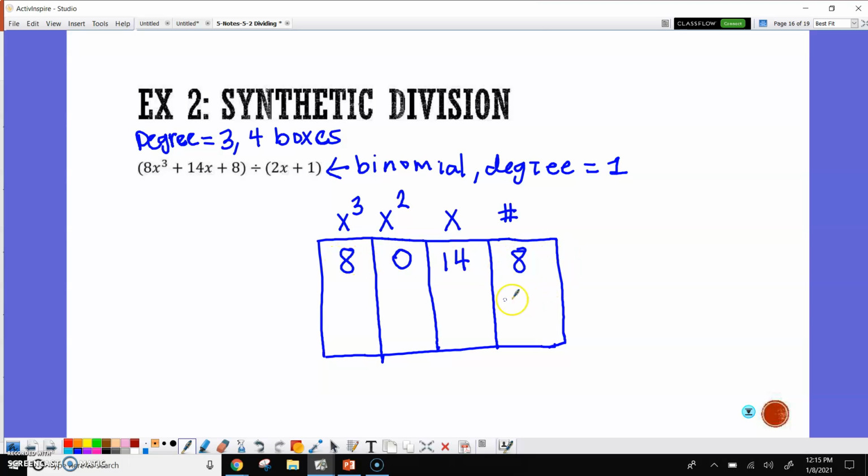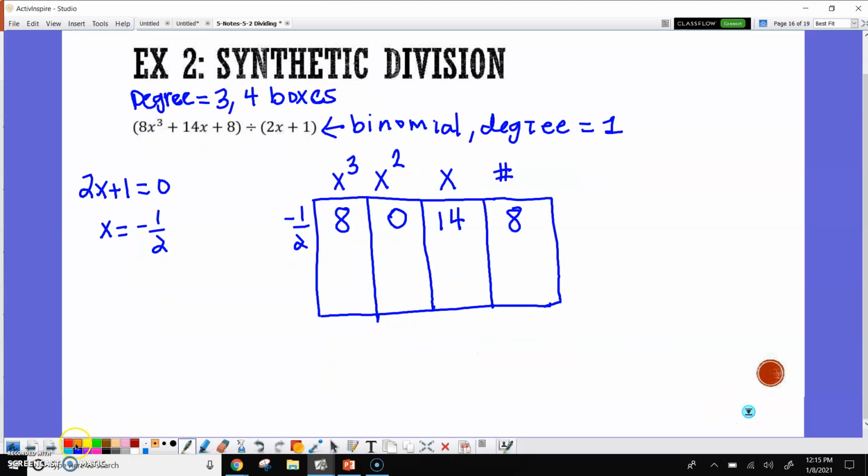So each one of these needs to be filled. 2x plus 1 is equal to 0 when x is negative 1/2. So since that's a fraction, I'm going to put it here, but then at the very end, I'm going to divide all those numbers, just these, not the remainder, divide all of these by the denominator. Okay, so I have to divide by the denominator when it's a fraction. But all of the other steps are the same.